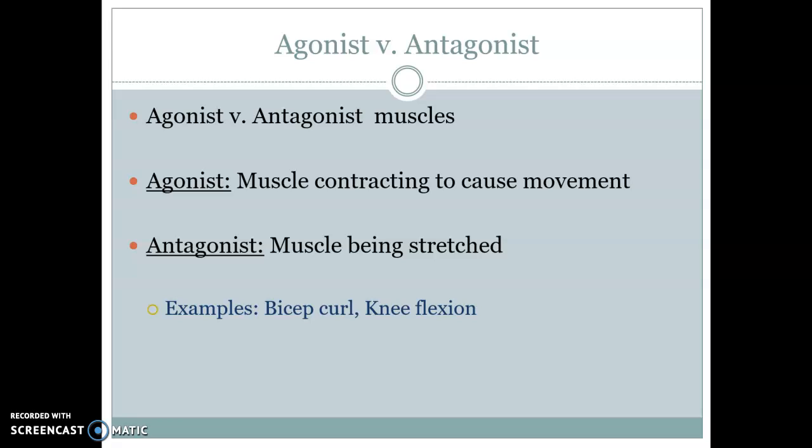So for knee flexion, same idea. Our agonist muscle, when we flex our knee, is going to be our hamstring. So knee flexion is like a hamstring curl motion, where our antagonist muscle during that hamstring curl is our quadricep muscle in the front of our thigh because it is being stretched while we're performing that knee flexion motion.